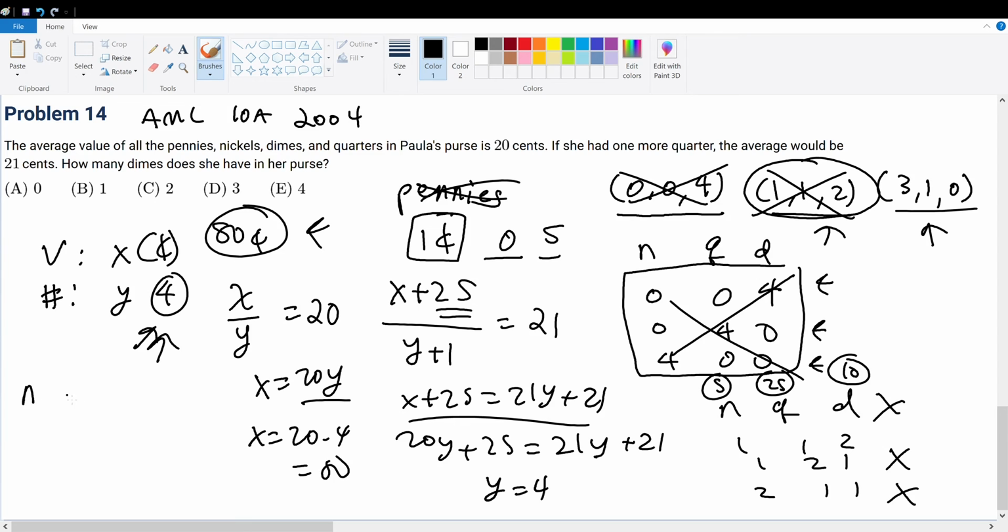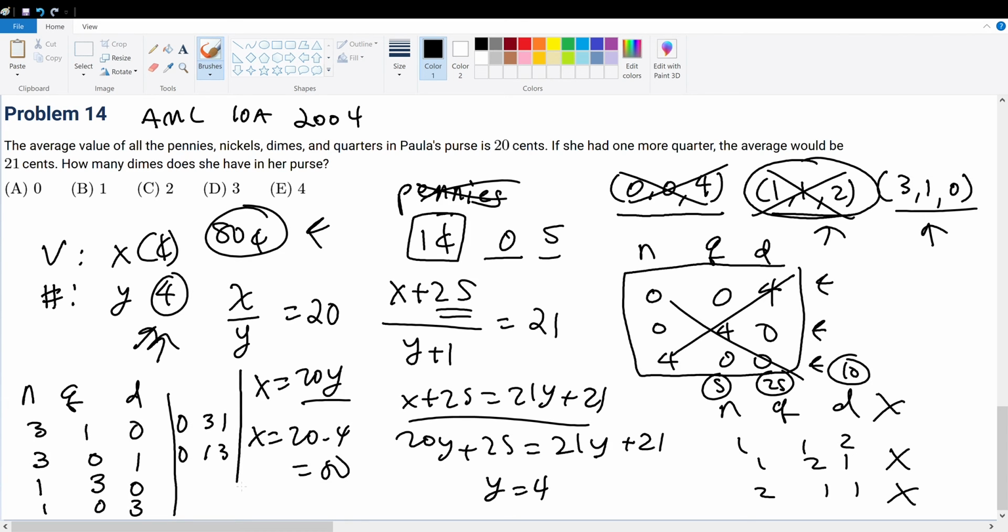And we'll write it right here. Nickels, quarters, dimes. Nickels can have 3, quarters 1, dimes 0. And likewise, we can make one static and change the others. Nickels can have 1, so this can have 3, and this can have 0. And this can have 1, this can have 0, this can have 3. And I'm running out of room, so I'm going to write it here. 0, 3, 1, and 0, 1, 3. That will be all the possibilities for the 3 numbers.